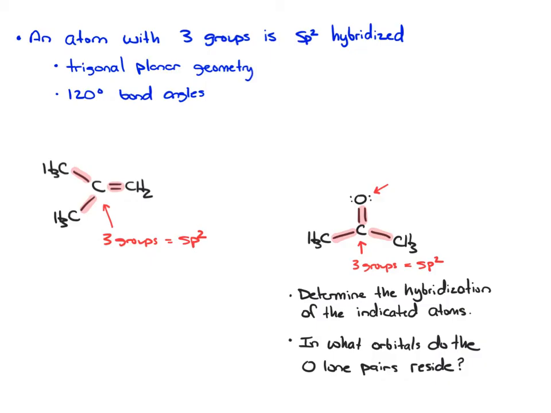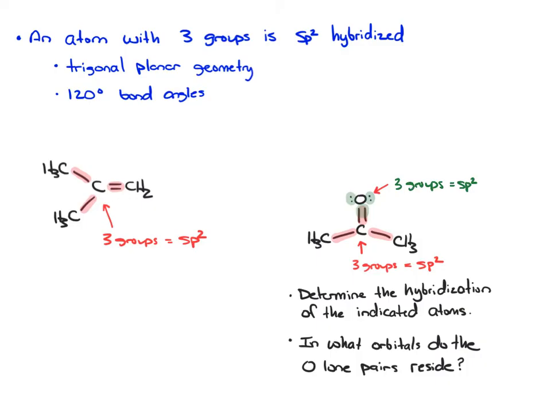Now let's do the same thing with the oxygen. We have a lone pair, another lone pair, and a double bond. That oxygen has 3 groups. It's sp2. So now in terms of figuring out where the orbitals are, when you think of sp2, what should immediately come to mind are the 4 orbitals you ended up with after the hybridization scheme.